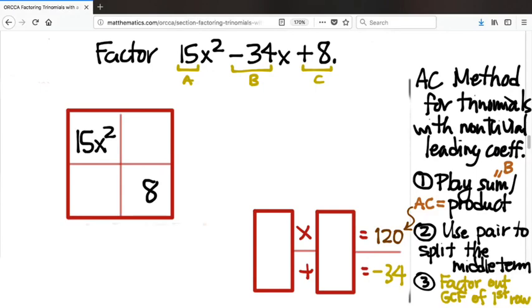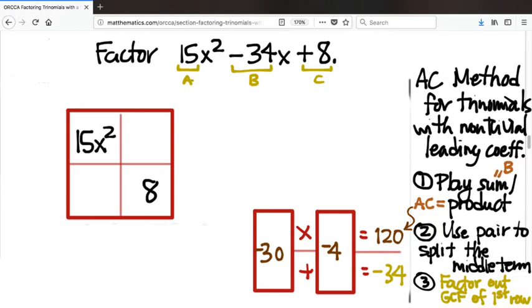How about 30 and 4? 30 times 4 is going to give me 120. But when I add those two things together, I don't get negative 34, I get positive 34. So how do I fix that? I need some negative signs in here somewhere. Where? Yeah, I need a negative sign on both of them. After all, their product needs to be positive, and therefore the two numbers have to have the same sign. So negative 30 and negative 4 does win the sum and the product game. And that takes care of step 1 in our use of the AC method.